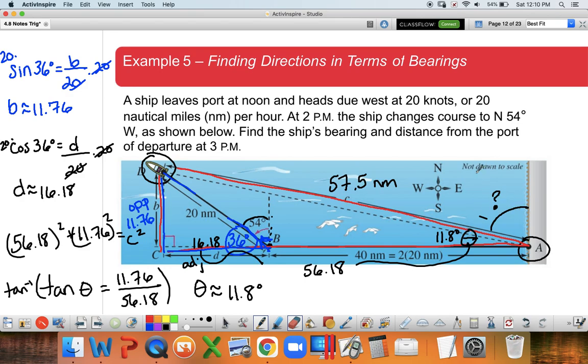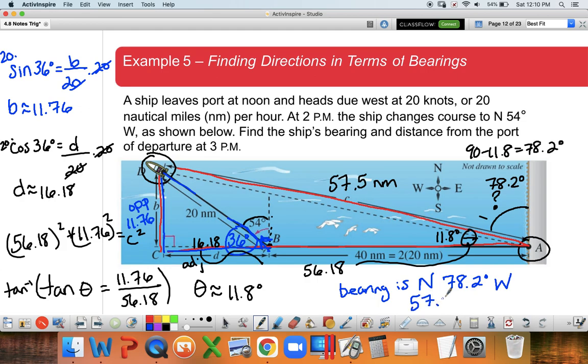So that tells me if I do 90 minus my 11.8, it's 78.2 degrees up here. So if I were to radio this in, or hey, we're out here in an emergency situation, we need help, our bearing is north 78.2 degrees west, and we are 57.5 nautical miles away. So that answers that question. Hopefully we can see through all that chicken scratch. Lots of different ways to do this, but we had a lot of information to fill out with that question.